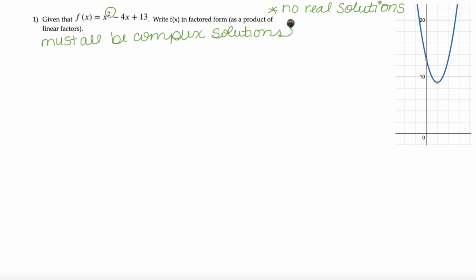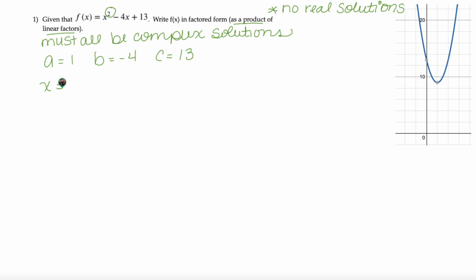We're going to need to write our function in factored form, so we have a product of the linear factors, and we'll show you how to do that in a second. Well, I have a quadratic. I have no real solution, so I can't reduce my polynomial down using synthetic division. Therefore, we can use the quadratic formula to help us simplify this. Our a value is 1, our b value is negative 4, and our c value is 13.